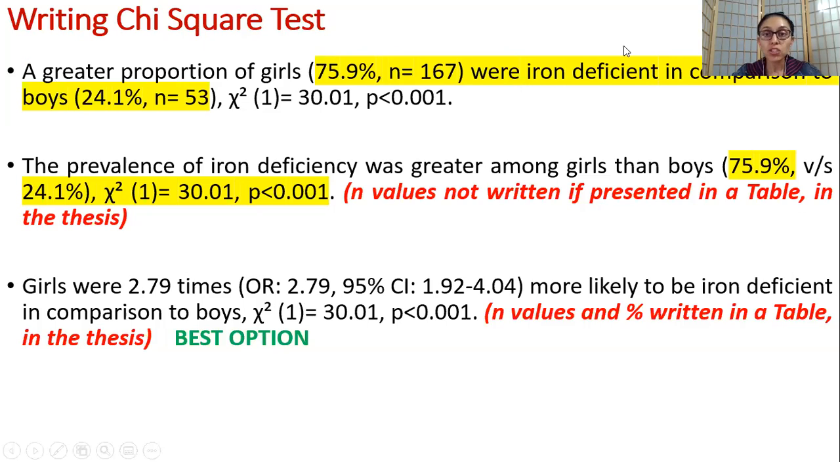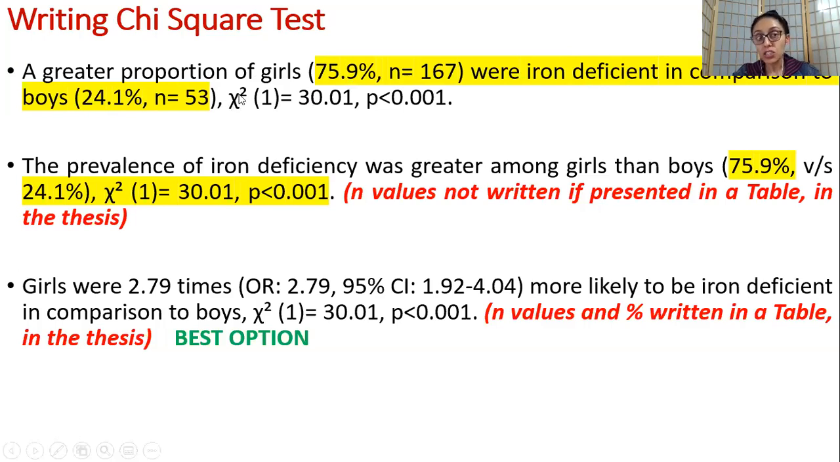For example, over here, the results show a greater proportion of girls, which is 75.9% of girls, which were say 167 girls. As I said, over here the statistics is on number, so the actual number of people. So 167 girls made up 75.9% of the total sample. A greater proportion of girls were iron deficient in comparison to boys. So only 24% of boys, meaning 53 boys, were iron deficient, whereas 75.9% of girls were iron deficient.